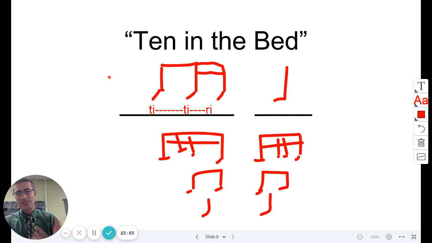So we got these new rhythm combinations, and we're going to be looking at some songs and pieces of music that use these new rhythm combinations, teet-teeries and teary-teeries and teet-tees and tas, coming up the next couple times we have music class together.